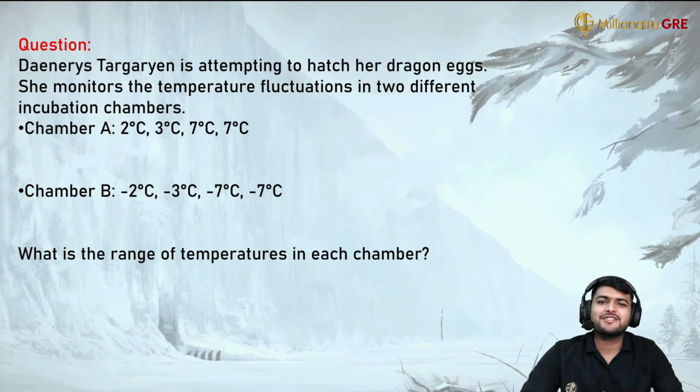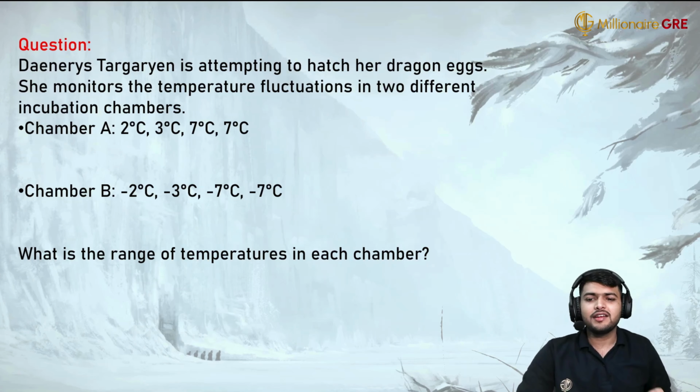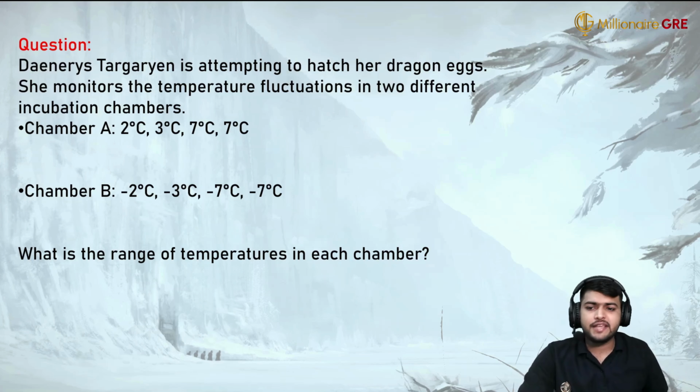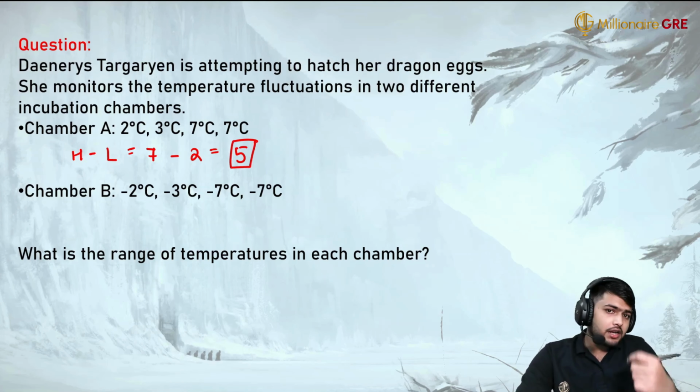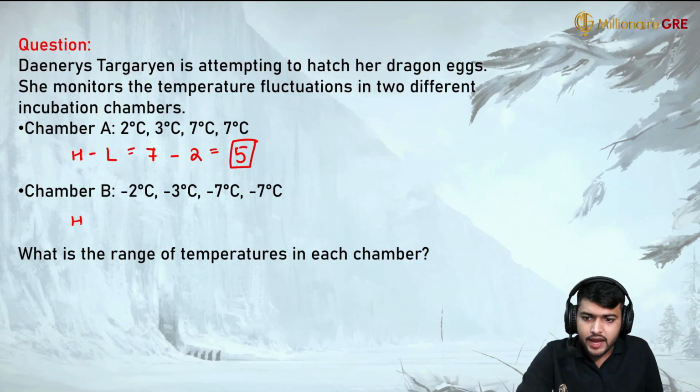Now I want you to pause the screen and give this question a try. I hope you have done so. Now let's solve it together. In this question, we have to find the range for both chamber A and chamber B. Range is highest minus lowest. Here the highest or maximum value is 7 and the minimum value is 2. Range is 5. Similarly for chamber B, range is highest minus lowest, or maximum minus minimum.